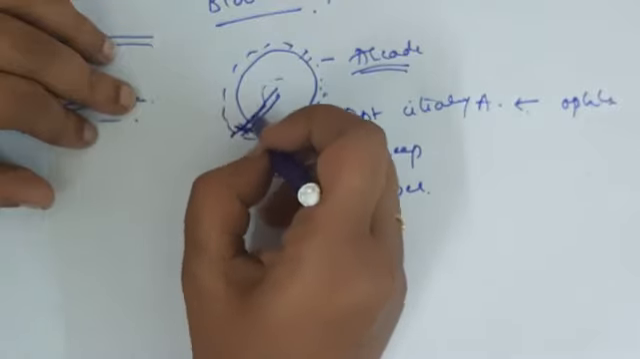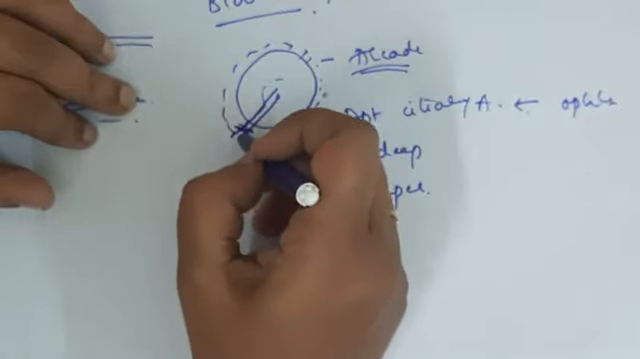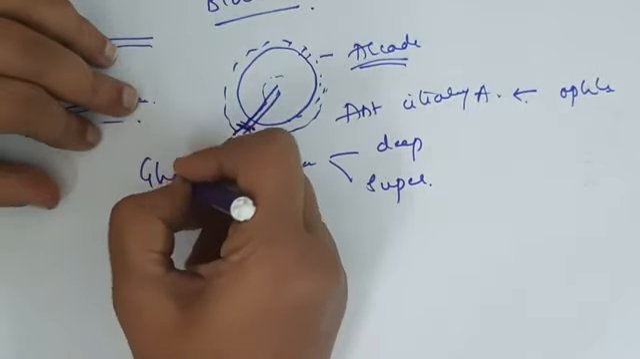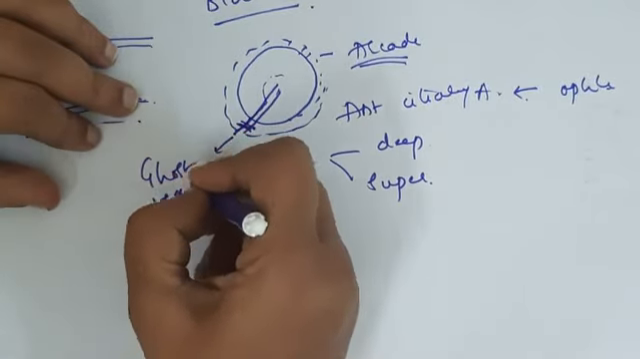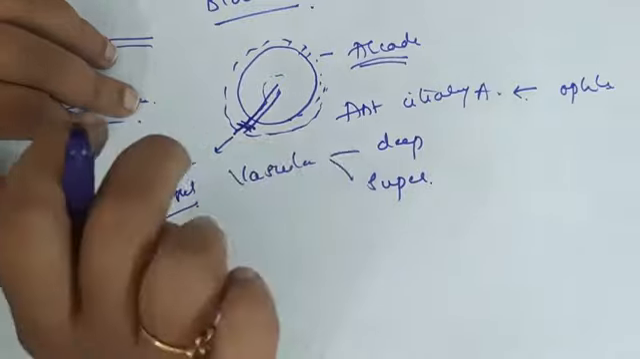Okay, so there is just a vessel which is not having any blood here, that is called as ghost vessel. Okay, so this is about the blood supply of the cornea.